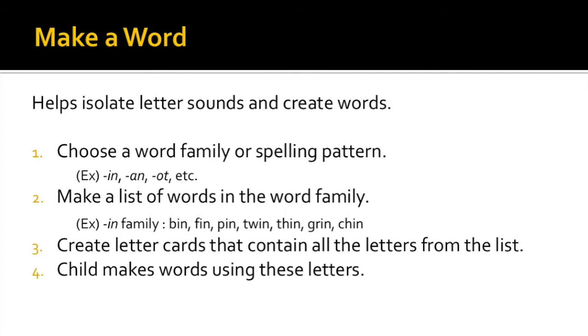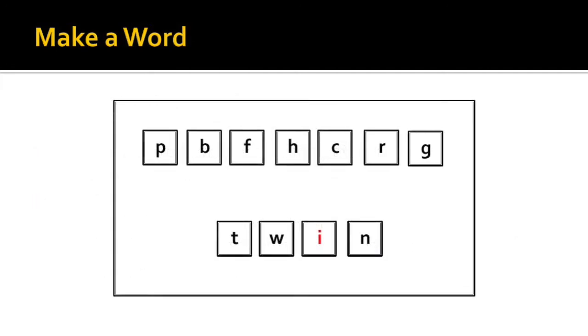Select a vowel that is difficult for your reader. For example, short I. Begin by making words with simple single vowel words such as in and bin. Then add more complex words such as twin and chin. As the reader makes the words, after the reader makes the word twin, say, change 2 letters and make chin. Now make spin.